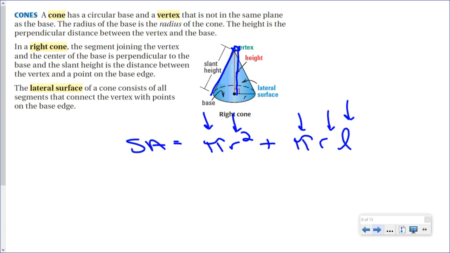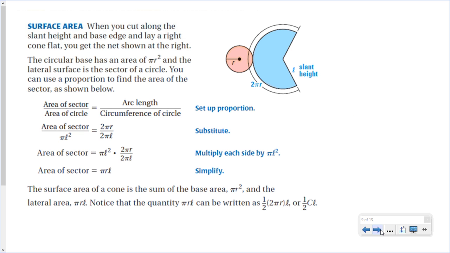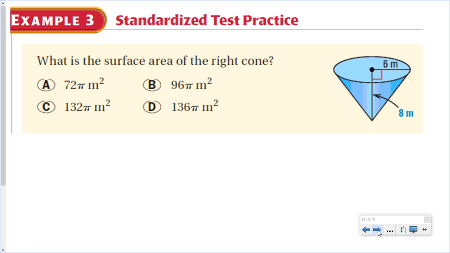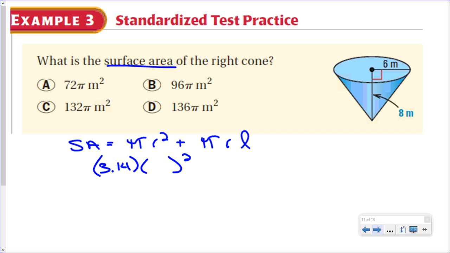All right, let's use that formula and rip out a couple problems. Okay, and here, away we go. Here's what we do. You notice it's a cone, and you notice they want surface area. So the formula is surface area equals pi r squared plus pi r L. Now we just fill in like crazy. Your radius on this problem is 6. And we just need one more number.